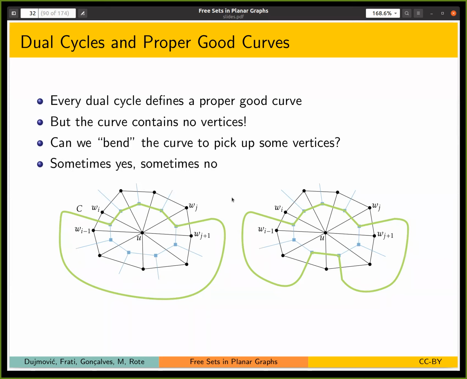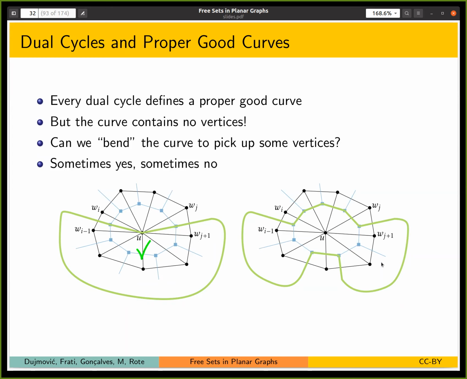Can we do that? Well, sometimes we can and sometimes we can't. So on the left here is an example where we can. There's a dual cycle, there's this vertex U, and it enters the neighborhood of U. By neighborhood, I now mean the faces incident to U. It stays in there for a while and then leaves. Well, we could skip all that stuff in the middle and go straight through U and enter and then leave, and have the curve pick up U along the way. That's great. So that works.